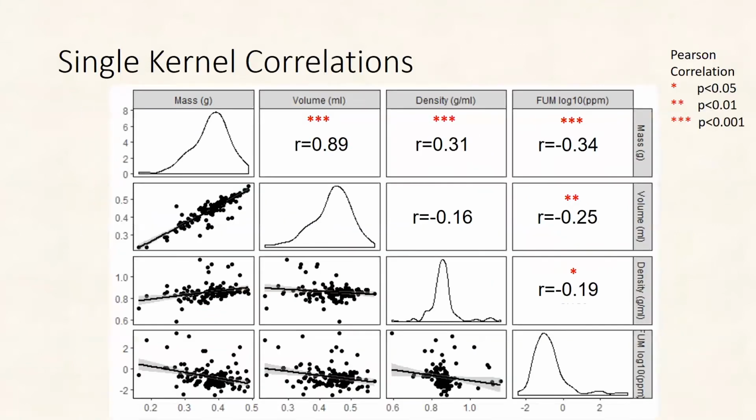So I now wanted to look at how each of these traits correlated to log transformed Fumonisin. And so if you direct your attention to the right-hand column, you can see that for each characteristic, there was significant but only slightly negative correlations with log transformed Fumonisin, indicating that single kernels with higher Fumonisin tended to be lighter, smaller, and less dense.